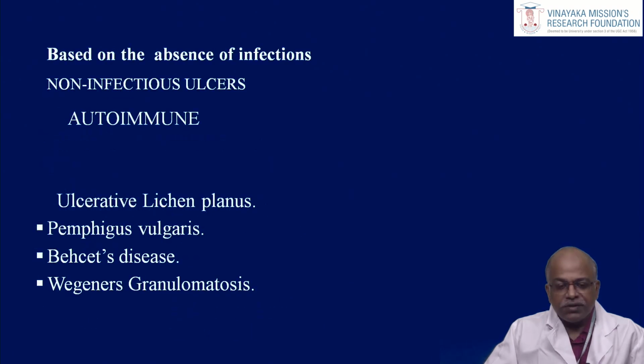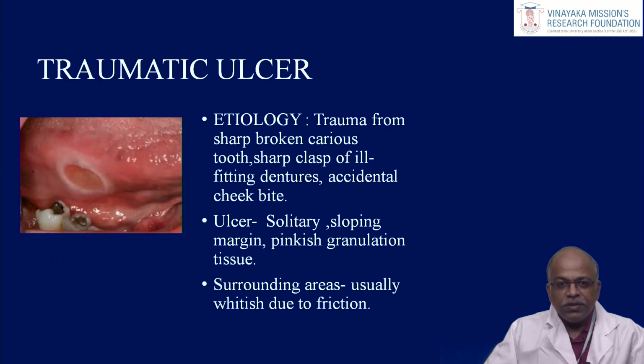Based on the absence of infections, the ulcers are classified as non-infectious ulcers: autoimmune, ulcerative lichen planus, pemphigus, pemphigoid, Behçet's disease, and Wegener's granulomatosis. This is a classical picture of a traumatic ulcer, which occurs usually on the lateral border of the tongue, caused by a sharp broken carious tooth or clasp of an ill-fitting prosthesis. The edges of the ulcer are sloping and they have a pinkish granulation tissue. The surrounding area is usually whitish due to friction.